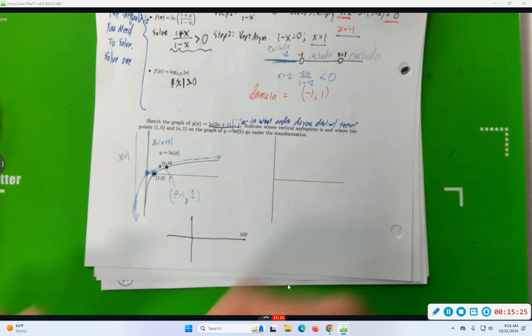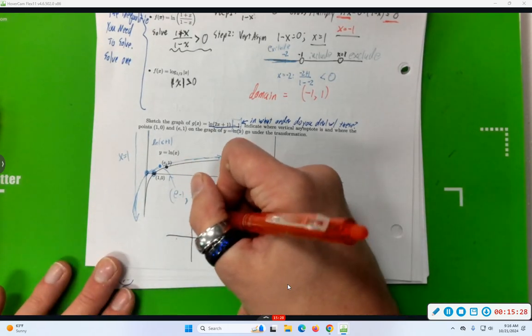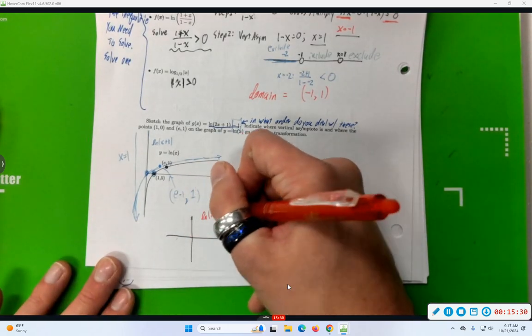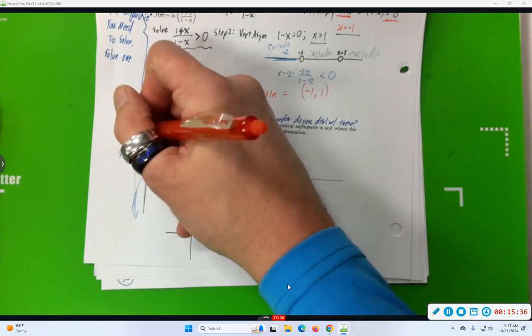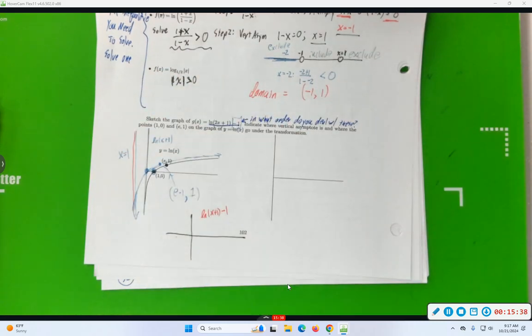So the next one I want is ln of x plus 1 minus 1. That means I need to take this graph and shift it down by 1. Let's look at each of the ingredients. I have this vertical asymptote at x equals 1. Where will it go when I shift it down by 1?